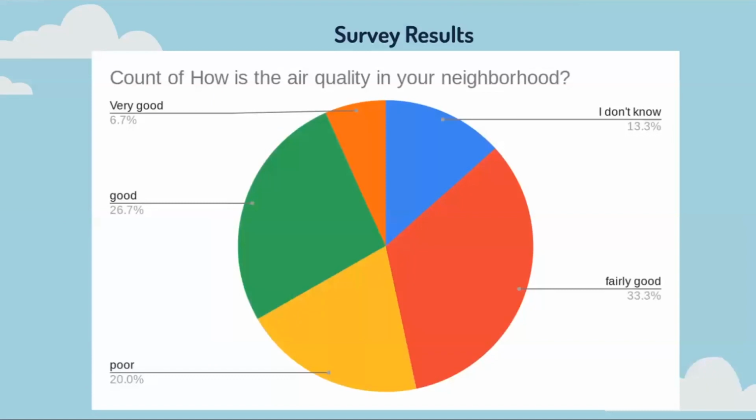I recently conducted a survey asking people how the air quality is in their neighborhood, and I got 15 responses from the fellows and my friends and family. 33.3% of the people said it was fairly good. 13% said they didn't know. 6% said it was very good, 26% said it was good, and 20% said it was poor. It shows most of the people in my survey feel like the air quality in their neighborhood is pretty good.